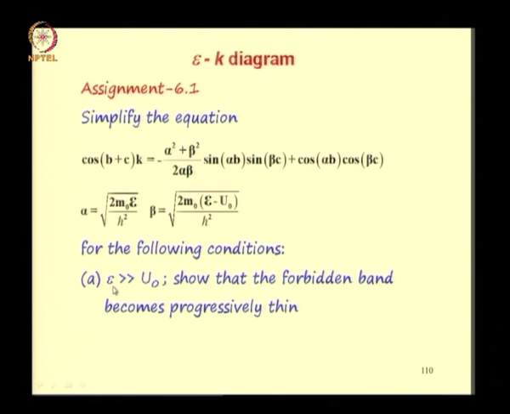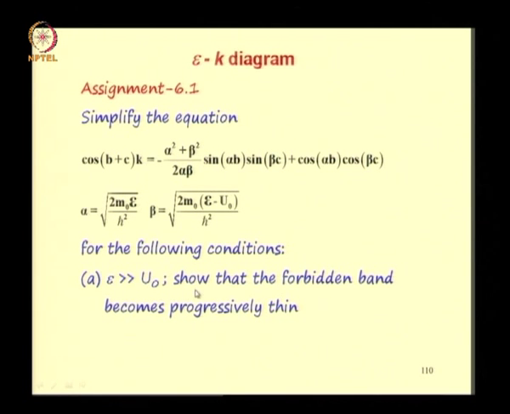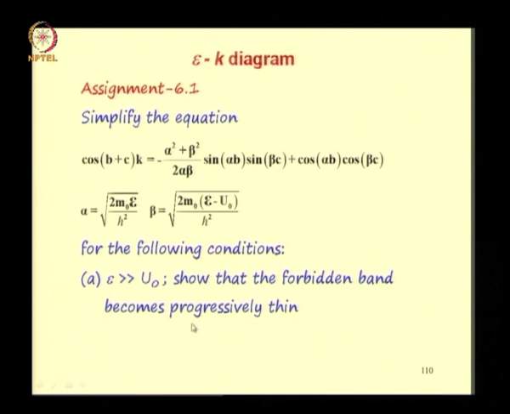A, the energy of the electron is much greater than u naught, which is the height of the rectangular potential distribution, and therefore from your results show that the forbidden band becomes progressively thin as energy becomes higher and higher.